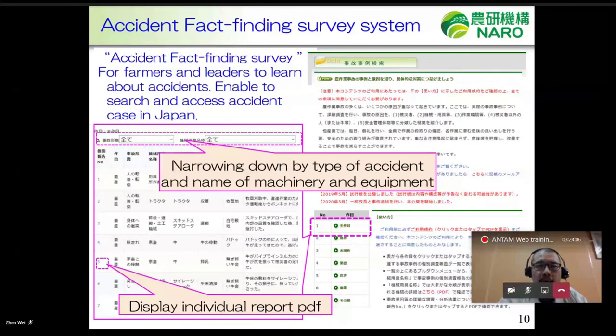In this webpage, we have an accident fact-finding survey. This is for farmers and leaders to learn about accidents and able to search and access accident cases in Japan. You can choose the crop that you want to search in, and you can narrow it down by the type of accident, name of machinery and equipment, and you can display it in an individual report as a PDF. Next slide, please.